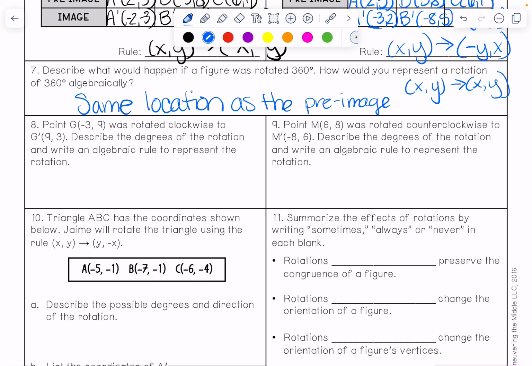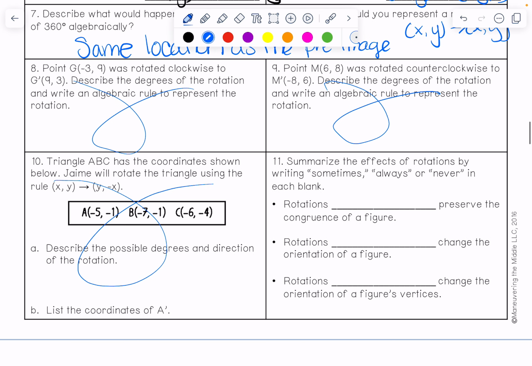Let's see, we are not going to focus a whole lot on 8 and 9, or 10 right now, so we're going to focus on 11.